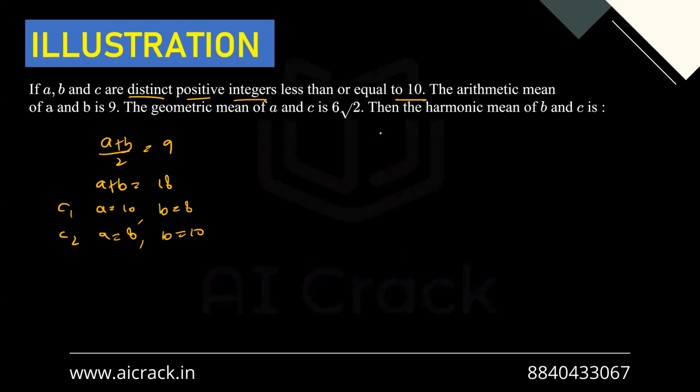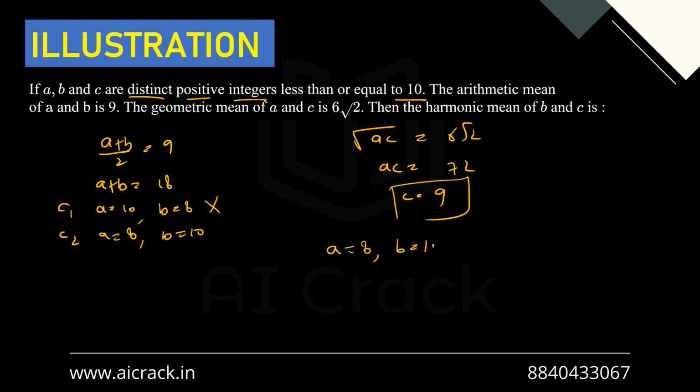So the second condition is under root AC equals 6 root 2. So basically AC equals 72. If I take A equals 10, then C would be 7.2. That is not possible because all are positive integers. So this case is rejected. The other case is A equals 8 and B equals 10. If A equals 8, we'll get C equals 9. So we have A equals 8, B equals 10, and C equals 9. And we have to find out the harmonic mean between B and C. So that would be 2BC upon (B plus C), right?